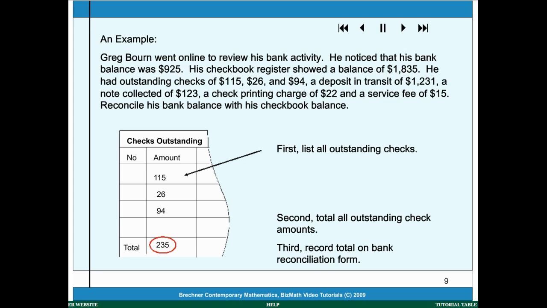$1,231, a note collected of $123, a check printing charge of $22, and a service fee of $15. Reconcile his bank balance with his checkbook balance. Begin by listing all the outstanding checks, total them, and record the total on the bank reconciliation form found on the next slide.